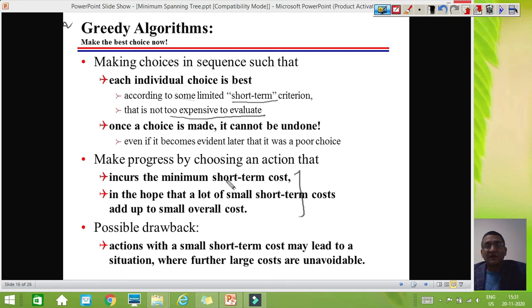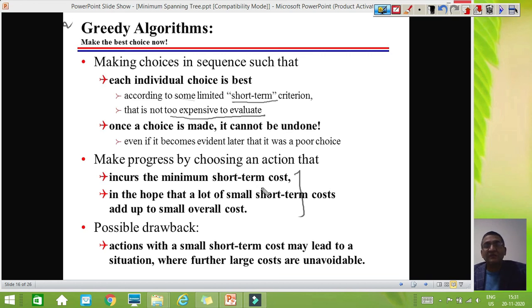And the assumption of this strategy is, if you are dividing your job into stages, and if in every stage you are paying a minimum cost, that means as a whole you are paying the minimum cost for the whole problem. This is what this algorithm assumes.